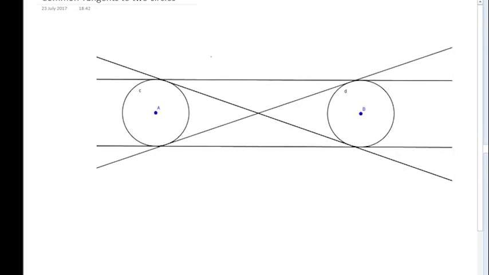Common tangents of two circles. So if there are two circles, they can have at max 4 common tangents. They can have less also, but at max 4 common tangents. These ones will be called direct because they are on the same side. So this one and this one, they are on the same side of the circle. So they are called direct tangents.